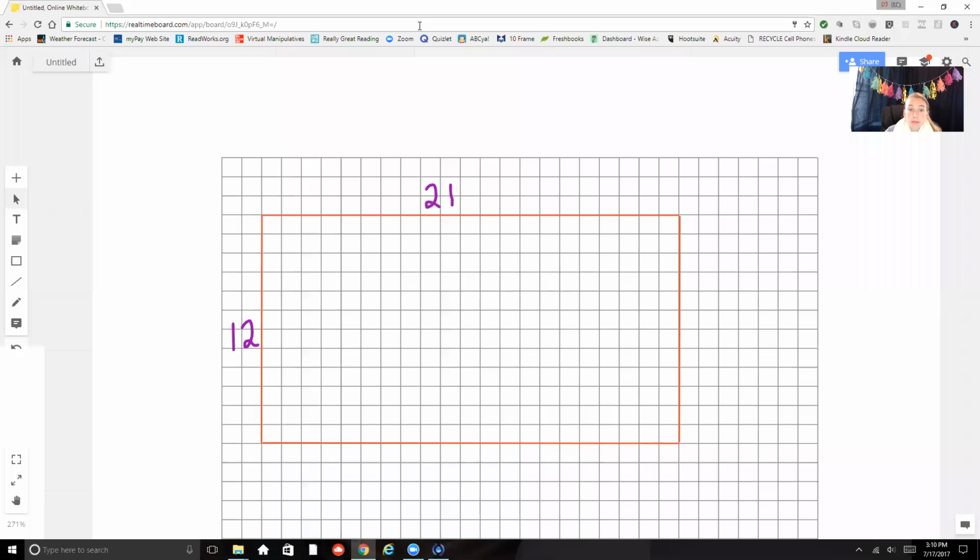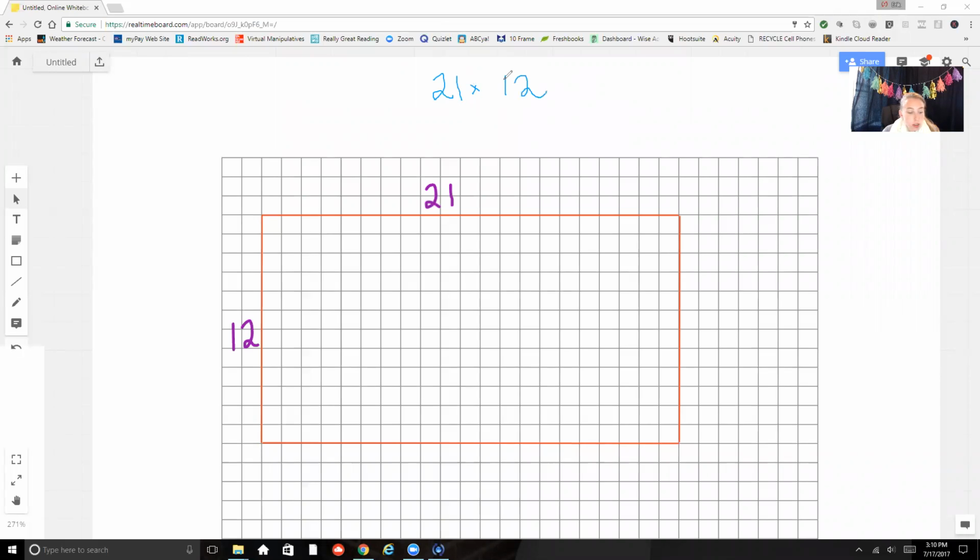So 21 times 12. And I'm actually going to break it down into more than just 2 facts. You could break it down into just 2 facts if you know your 12 facts very well. You could just do 20 times 12 and 1 times 12. Pretty easy.